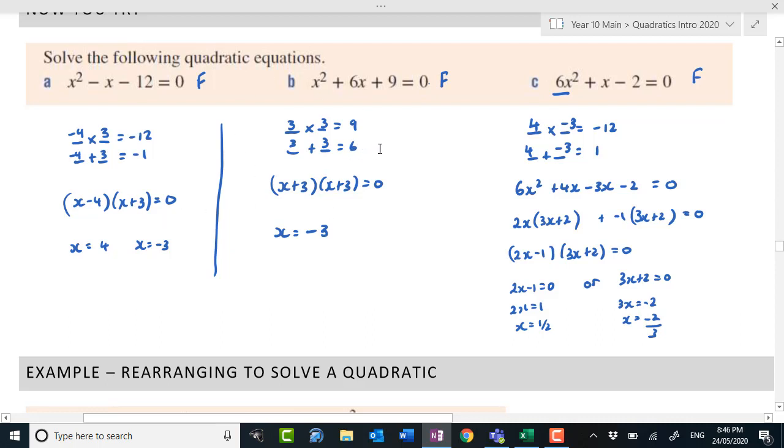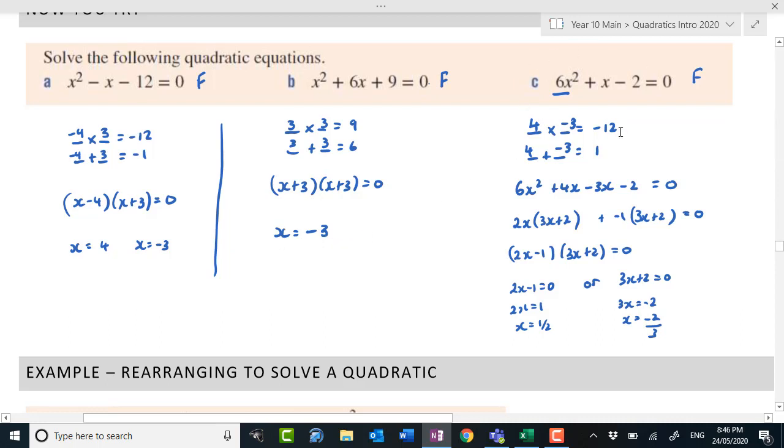This one's only got one though, because when I factorize, the only two numbers which multiply to give 9 and add to give 6 are 3. So we've got sort of a repeated factor there. So (x + 3)² is equal to 0. So there's only one solution for that, which is x is equal to -3.